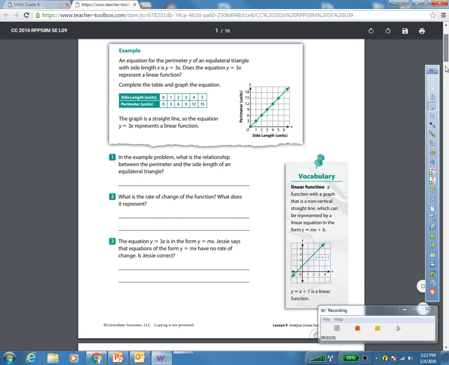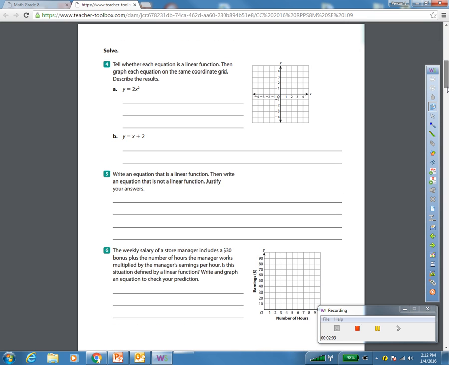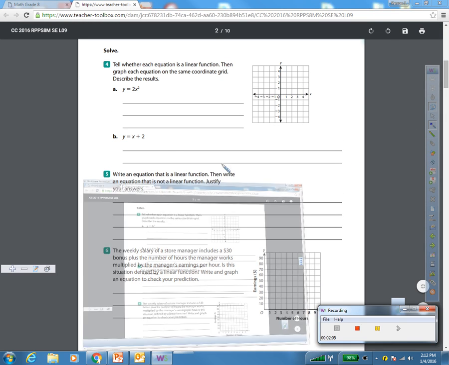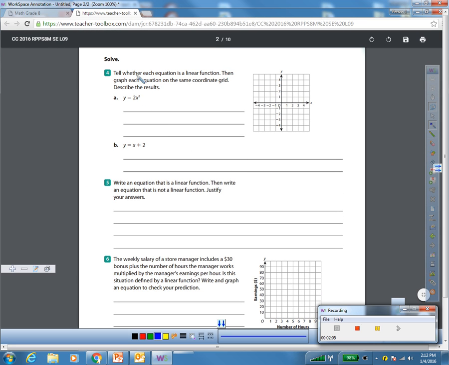Now on the next page, guys, this is a little review with graphing. So as you look here, it says tell whether each equation is a linear function, then graph each equation on the same coordinate grid. So if you look, this one is not linear. So it's a non-linear function. And the reason it's non-linear is because of that exponent right there. It's going to make it curved.